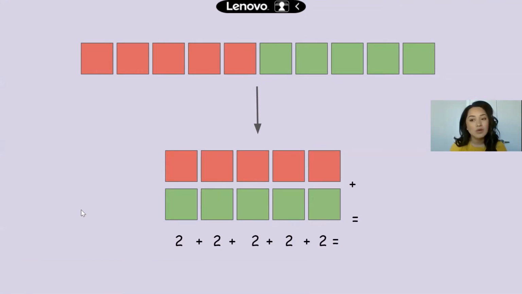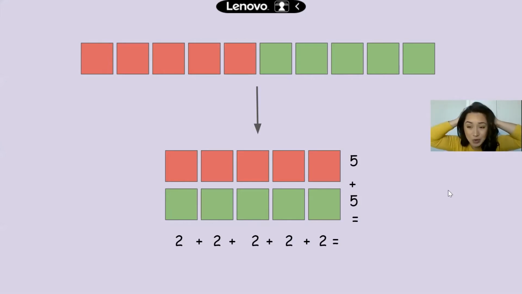Now my rows look like what? Side to side. So I'm going to move my mouse side to side, side to side. When I move my mouse from side to side, I see a row. How many are in this row? 5 plus, how many in this row? 5.